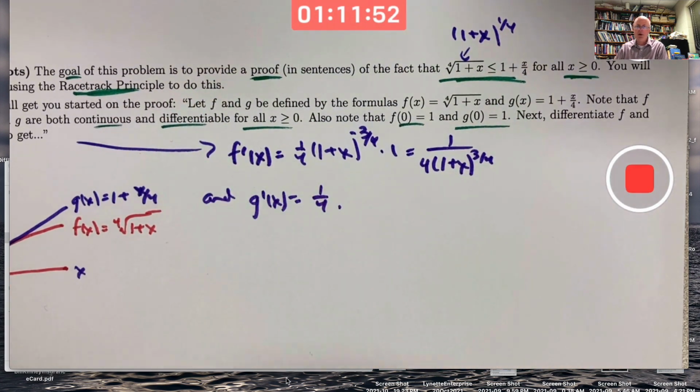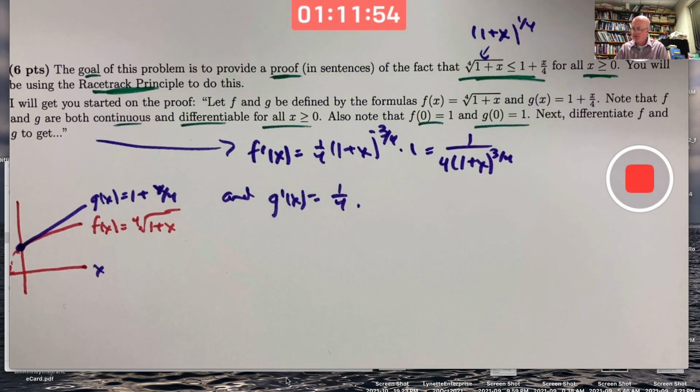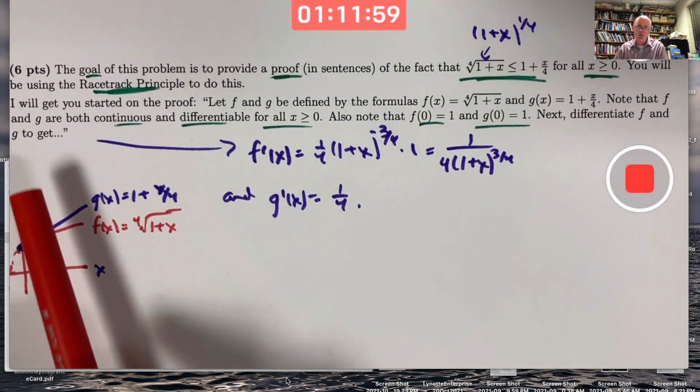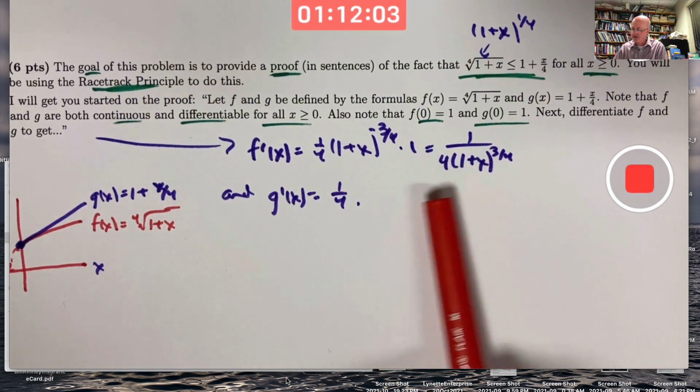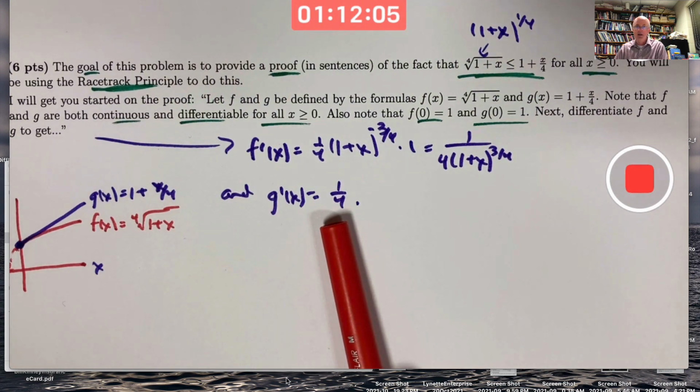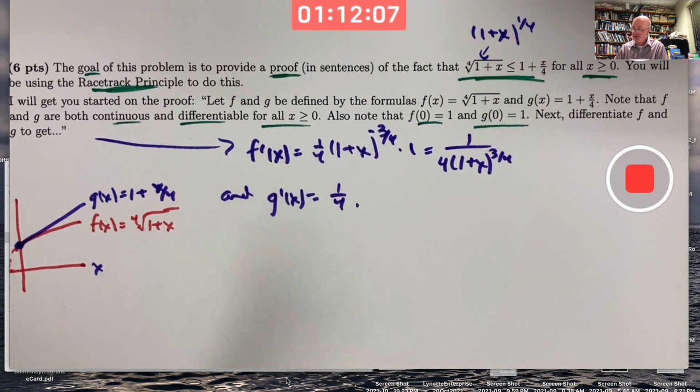What do we want to verify? We want to be able to invoke the racetrack principle. So I need to verify that, in fact, horse f always runs slower than horse g. I need to verify that the derivative here is always less than or equal to the derivative there. That looks hard, but it's actually easier than you might imagine.